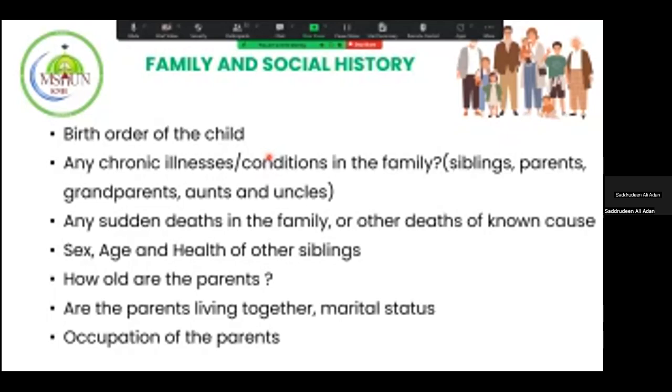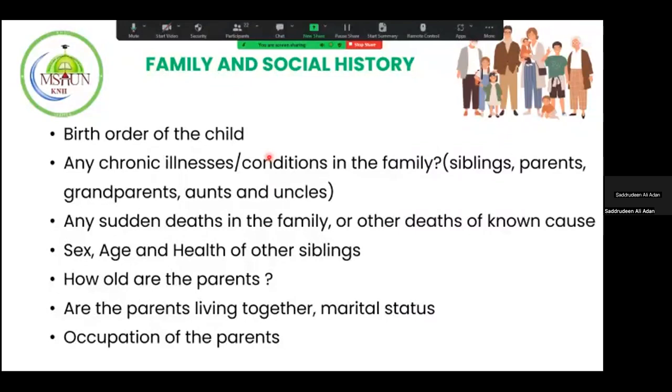And are the parents living together? What is their current marital status? Are they married and living together? Or are they married, then living separately? Or are they living together? Or are they divorced, etc.? Because in adolescence, living together and the marital status really affect the psychology and how you deal with the baby or the patient. And what's the occupation of the parents?